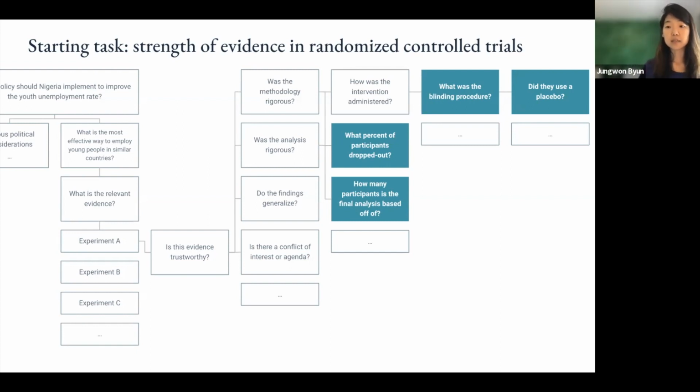So the ones in teal are the ones that we addressed. So we focused on, did they use a placebo, for example, and questions like what percent of participants dropped out, which we'll refer to as adherence for the rest of the presentation. So ultimately we want to get to helping people understand what effective policies are, what relevant evidence is, whether or not evidence is trustworthy. But the journey starts with the humble placebo and adherence rate.